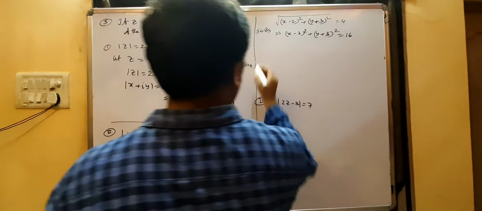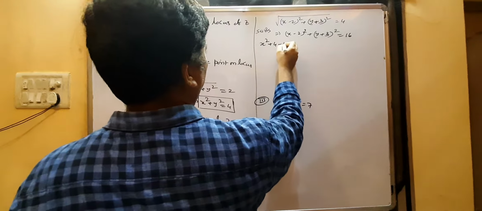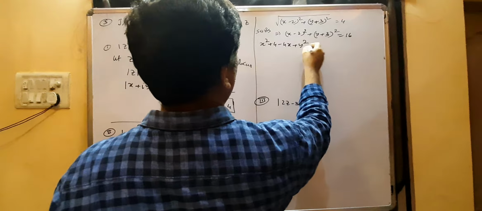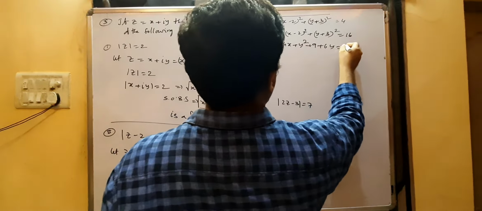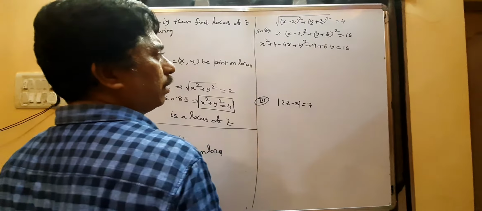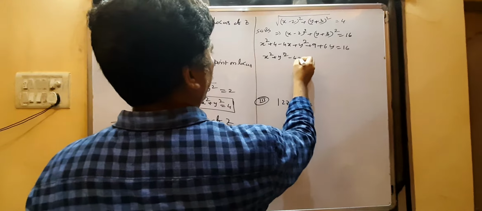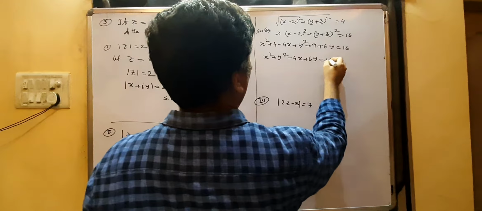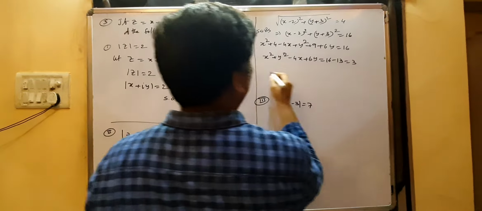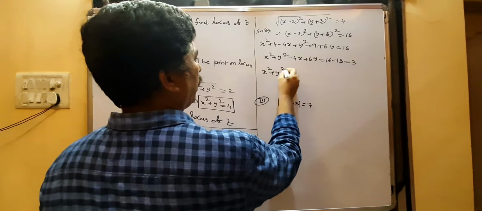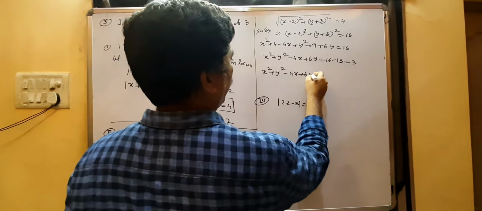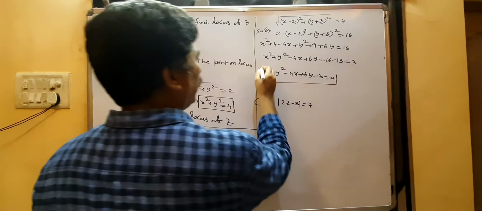Expand it: x square plus 4 minus 4x plus y square plus 9 plus 6y equal to 16. 9 plus 4 is 13; bring 13 to the right hand side. Then it becomes x square plus y square minus 4x plus 6y equal to 16 minus 13, which is 3. Therefore x square plus y square minus 4x plus 6y minus 3 equal to 0 is the locus of z.